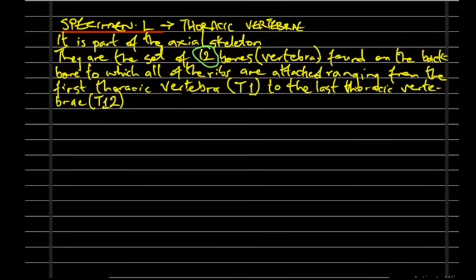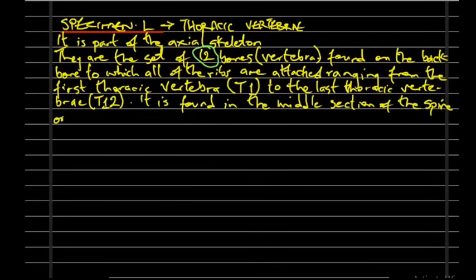So it is in the middle section of the spine. We find this thoracic region in the middle section of the spine, or of the vertebral column.